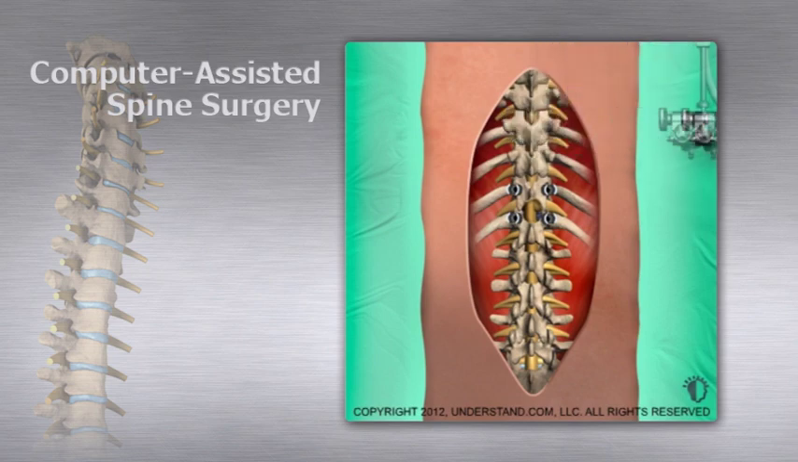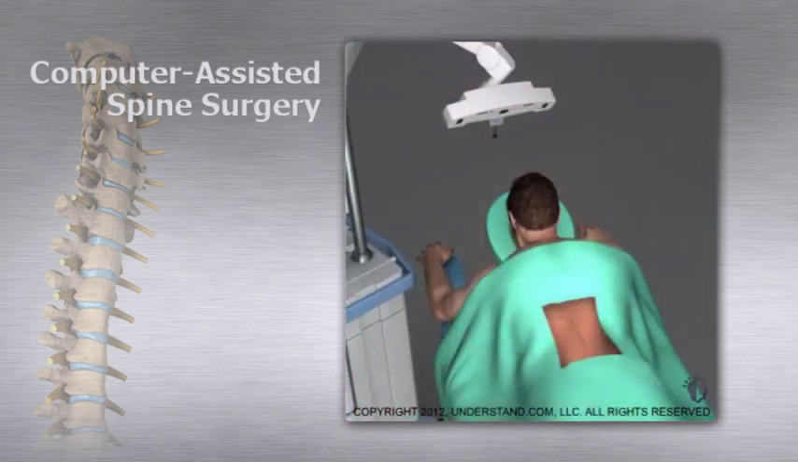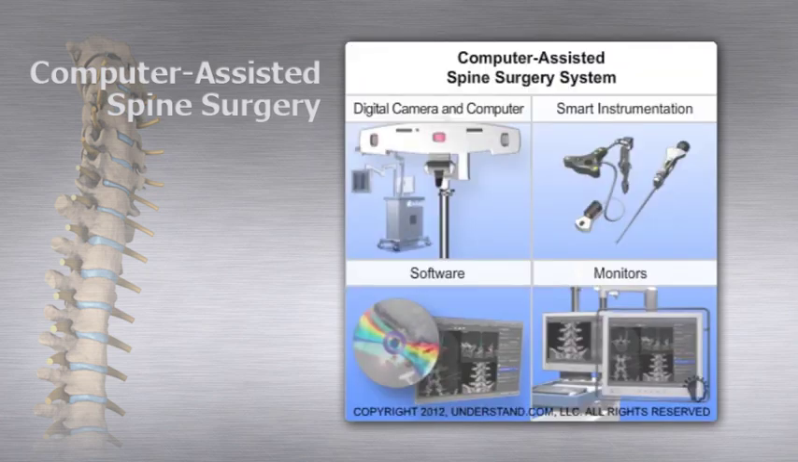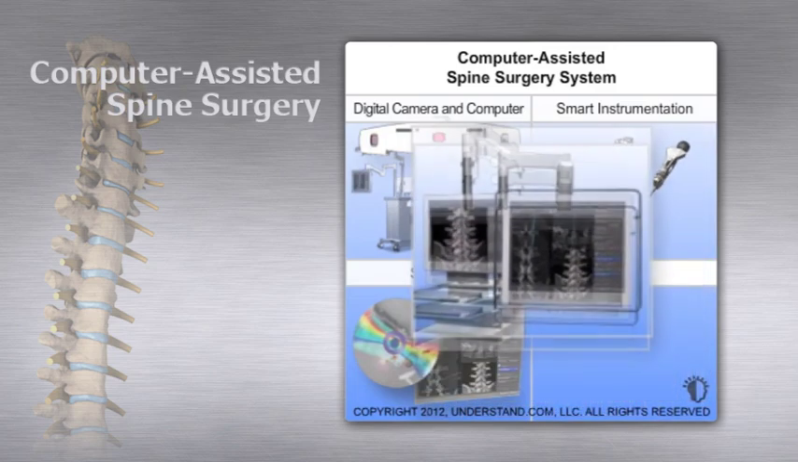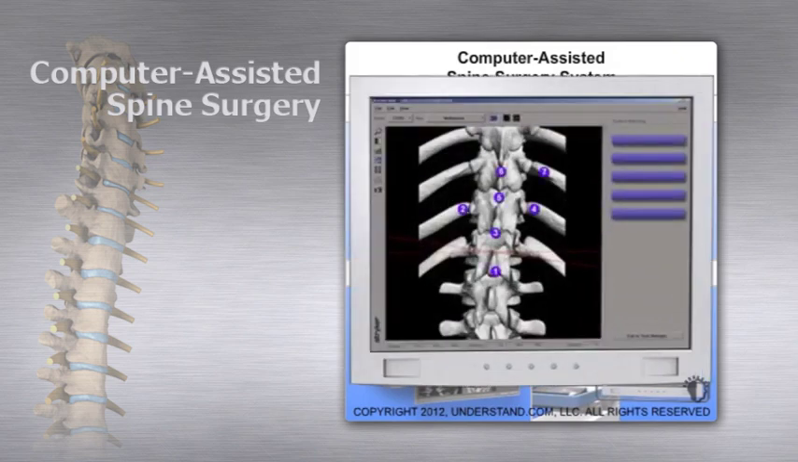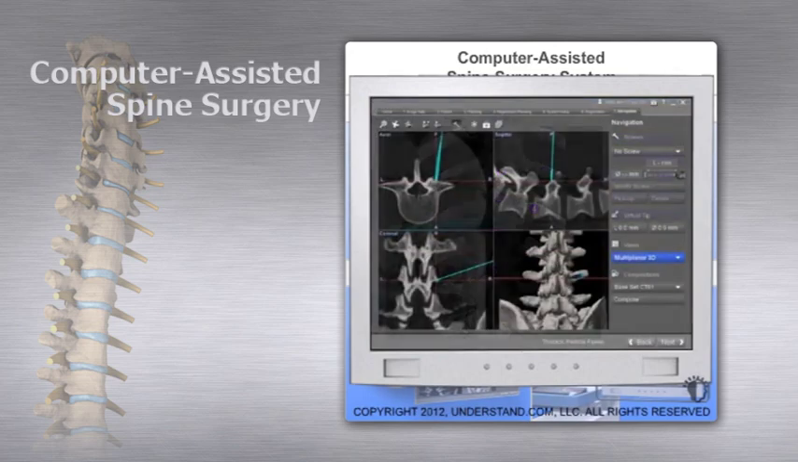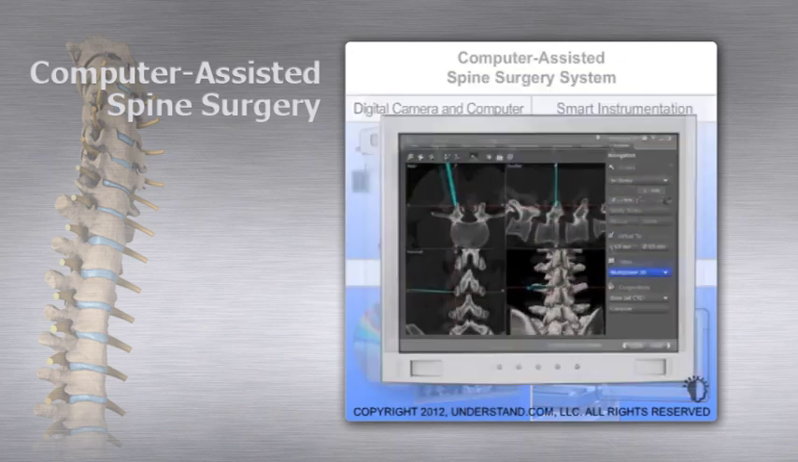Next, the smart instrumentation is removed before affixing the metal rods that will stabilize the spine. Finally, the incision is closed to complete the procedure. Computer-assisted spine surgery allows surgeons to actively track instruments against a virtual 3D image of a patient's spine during a procedure. This technology provides the ability to pre-plan procedures, perform precise measurements and targeting, and visualize instrument trajectories.